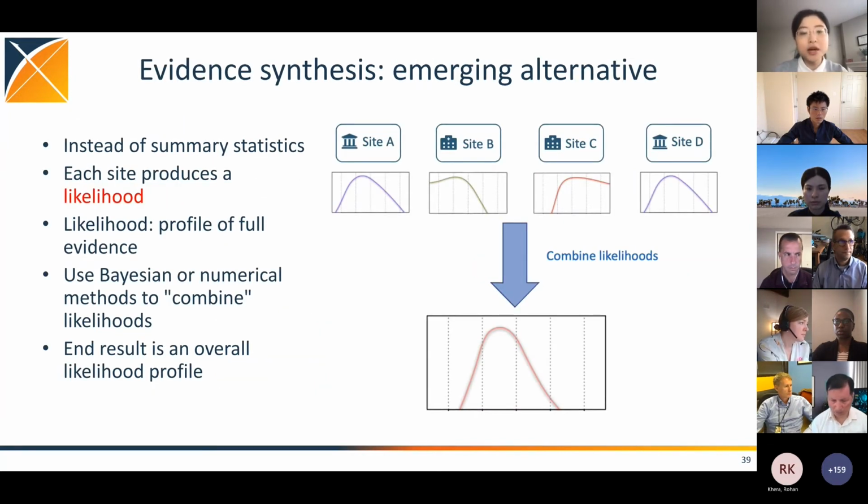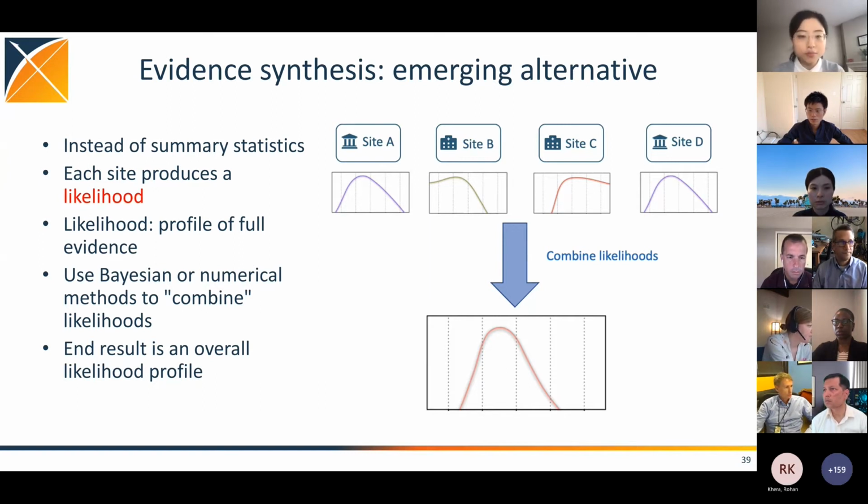So instead of simply combining summary statistics from different data sites, we now can actually directly combine the likelihood functions. Now here, a likelihood function can be thought of as a profile containing the full data evidence needed for inference. In such a new framework, we can use Bayesian or numerical methods to combine all those different shapes of likelihood functions, giving us an overall likelihood profile that we can use for getting a point estimate and also uncertainty quantification.